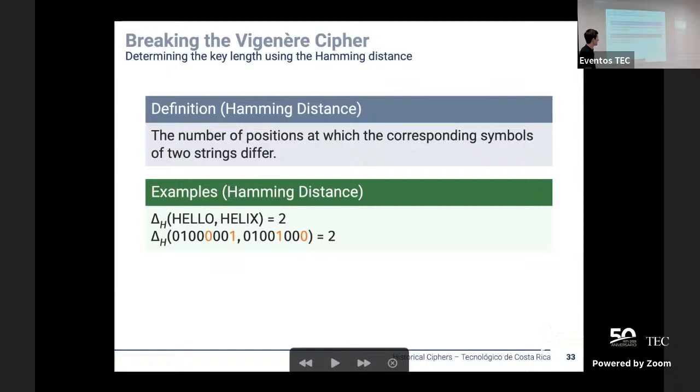This is also something you can use in order to break the Vigenère cipher. But I think it's a bit difficult to explain how you do it exactly. So that's why I chose to make it a lab session, so you're really hands-on yourself. You really get your hands dirty to see how you break this yourself.